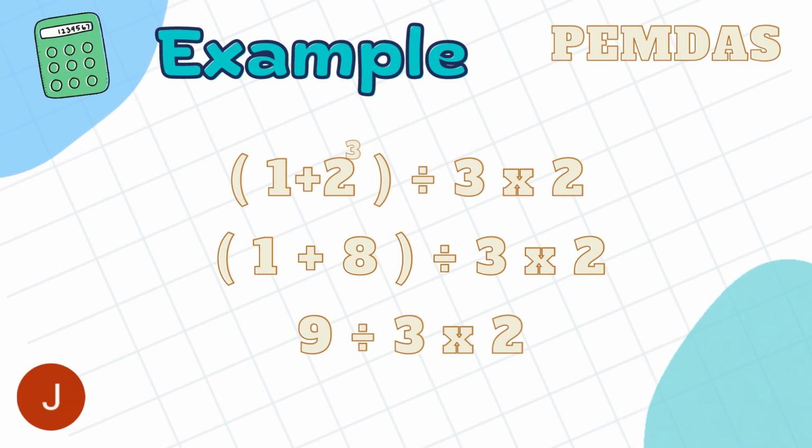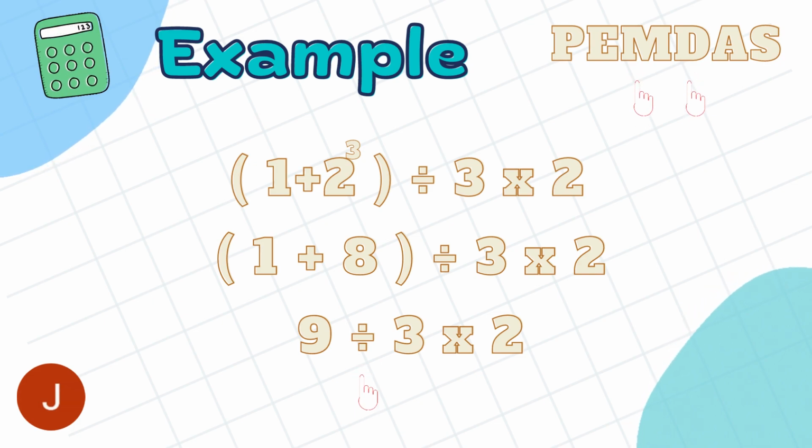So now I have 9 divided by 3 multiplied by 2. If I go back to the order, now I have an expression with division and multiplication. Be careful. The note that I said before, the multiplication does not precede the division. They are both at the third place. In this expression, the division comes before the multiplication. We have to solve by moving from left to right.